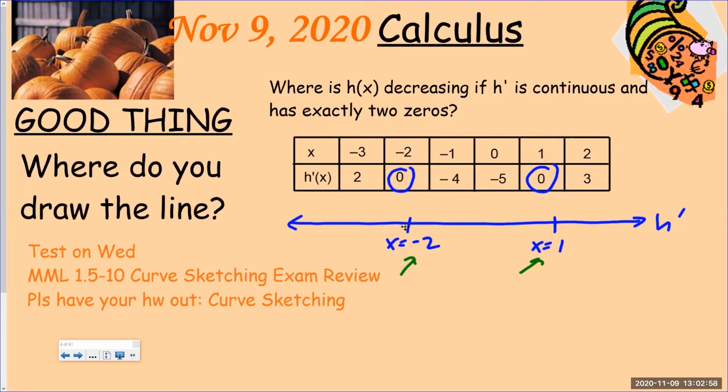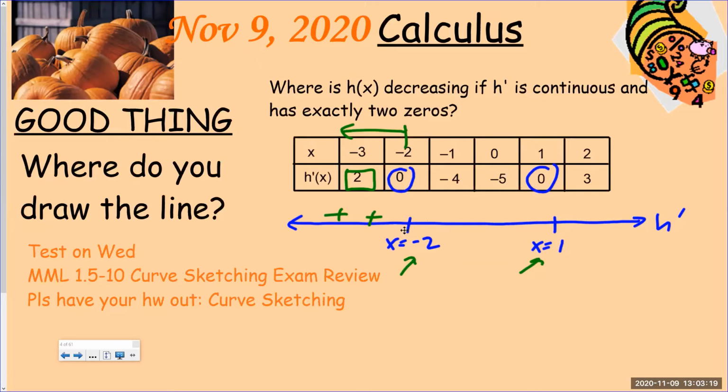So to the left of -2, should I put a plus or a minus here? Remember, this is an F prime number line or an H prime number line. So which number would I read, the -3 or the 2? The 2. So this would be positive. Does that make sense? Because the 2 is positive.